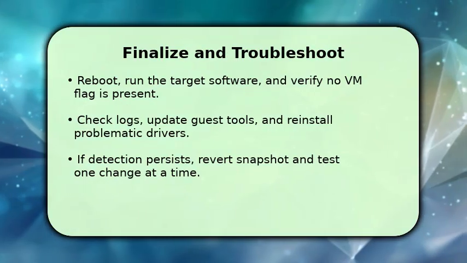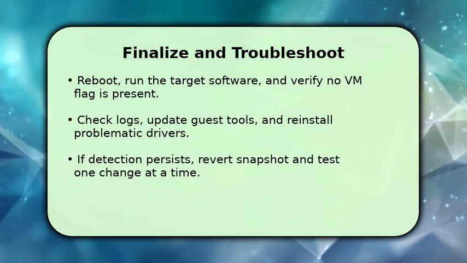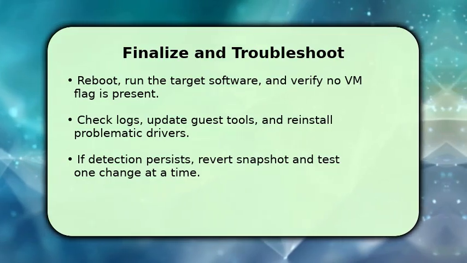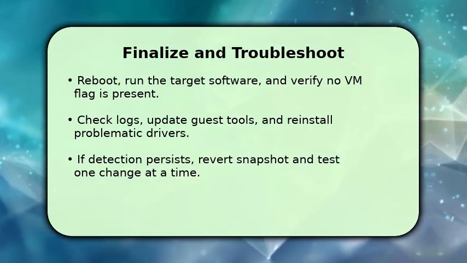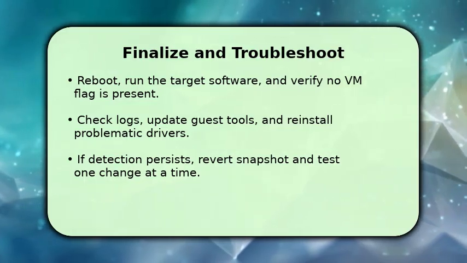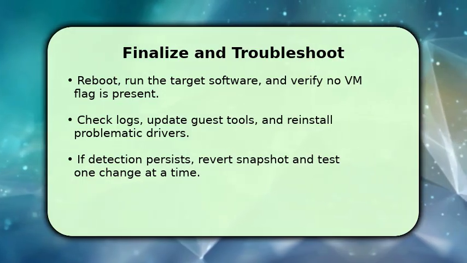Finish by rebooting the VM and launching the software that reported the virtual environment. If it still detects a VM, update guest editions or hypervisor tools and reinstall drivers to remove stale signatures. Check system and application logs for specific detection strings and undo any emulated device that stands out.